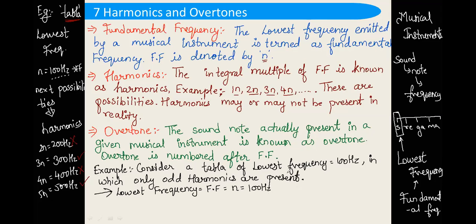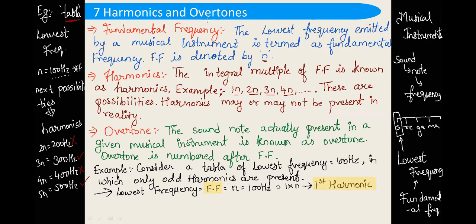Correct? But n is nothing but 1 multiplied by n only. So 1 multiplied by n, that means the first multiple of the fundamental frequency, will be called the first harmonic. So the fundamental frequency is always the first harmonic, and the first harmonic is always the fundamental frequency.